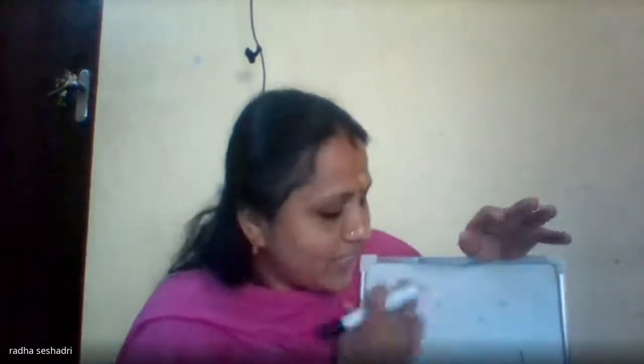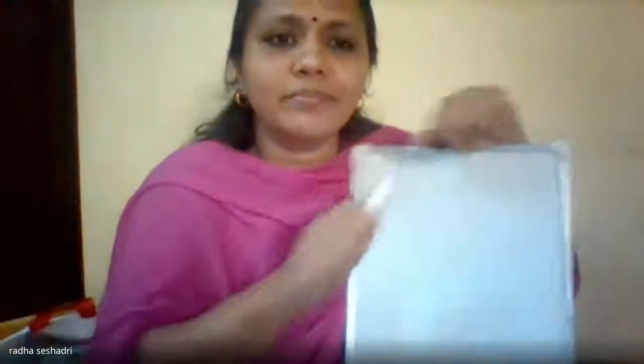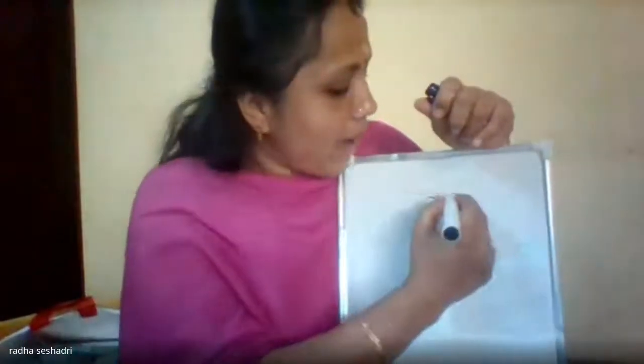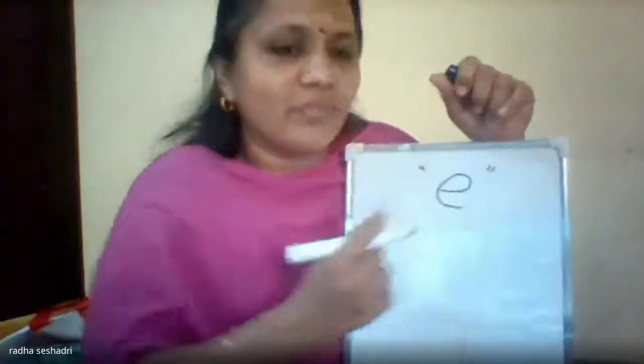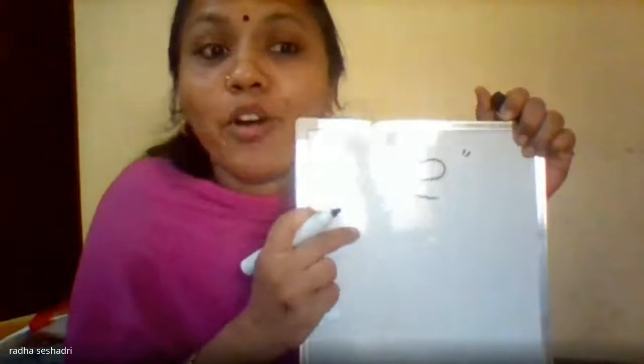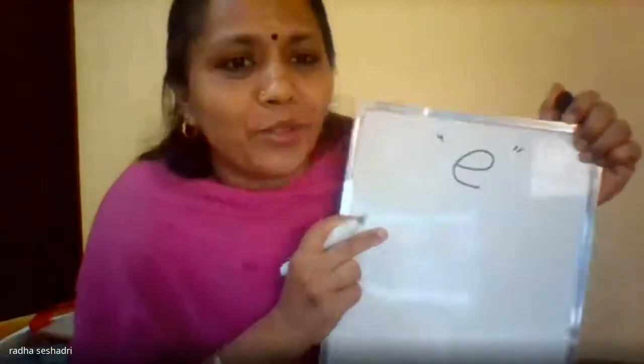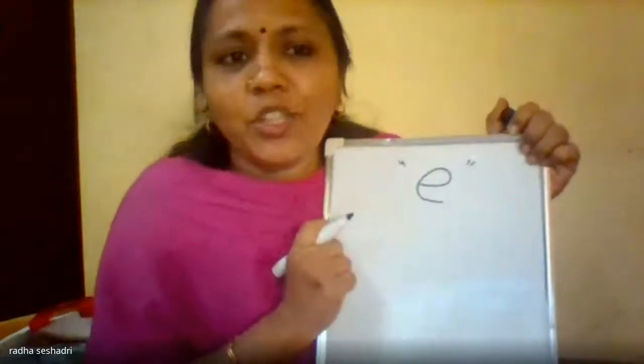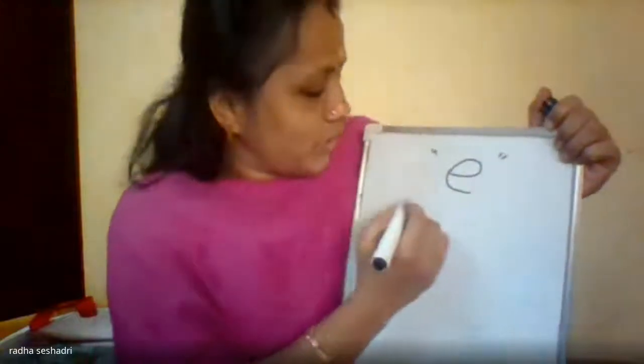So before we wind up for today, I want all of you to keep your worksheets down, children. You can just mark the words and color the balloons later. Okay. So we are going to learn about magic E. I'll write some words. You're going to tell me what is the word, okay?